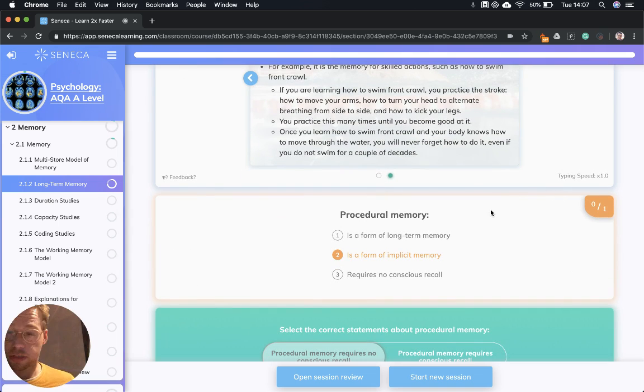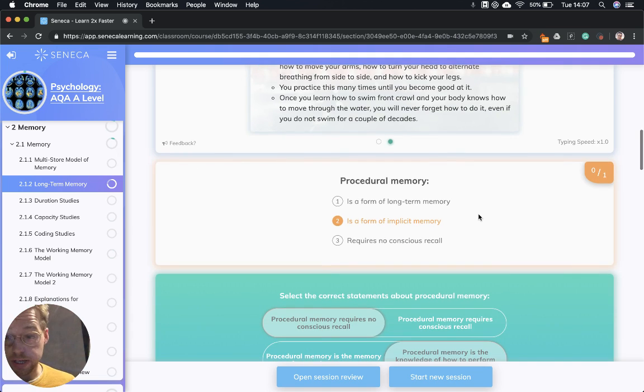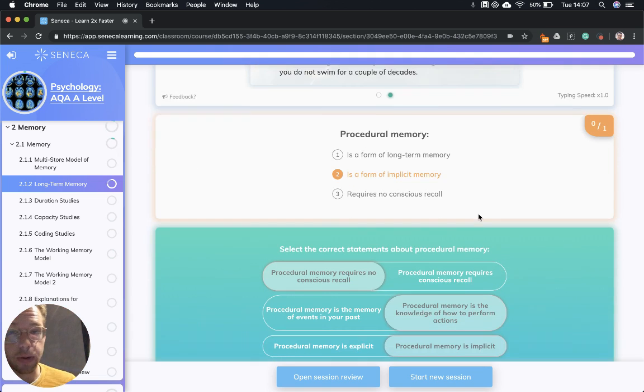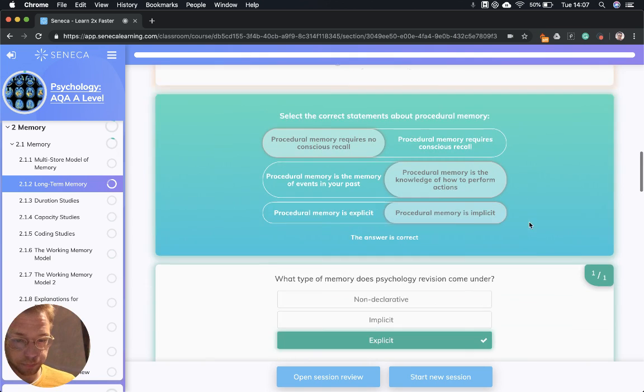So, can you tell me three key facts about procedural memory? It's a form of long-term memory, it's a form of implicit memory, and it requires no conscious recall. Those are the three things that are really important to take away about procedural memory.